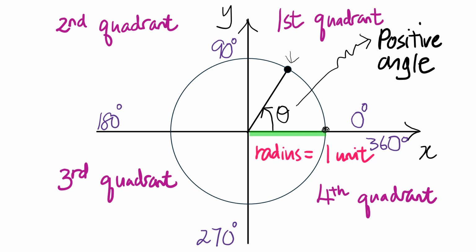Right, so in other words, if you actually traveled from the x-axis in an anti-clockwise direction, meaning this direction, then the angle that you made with the x-axis will be a positive angle.